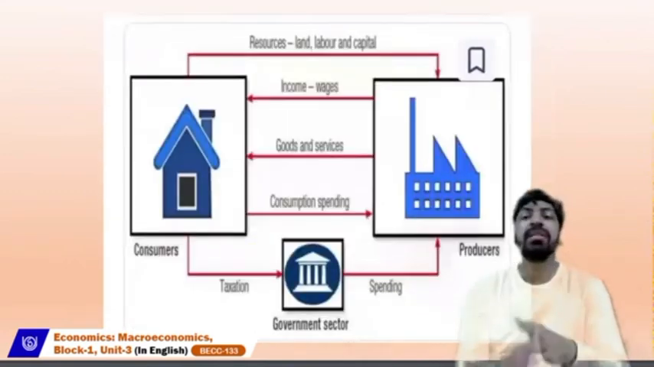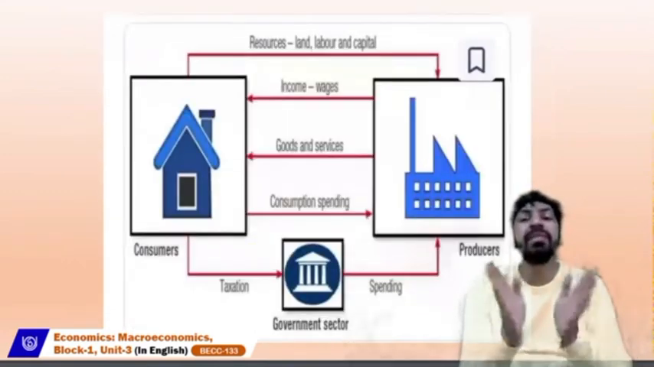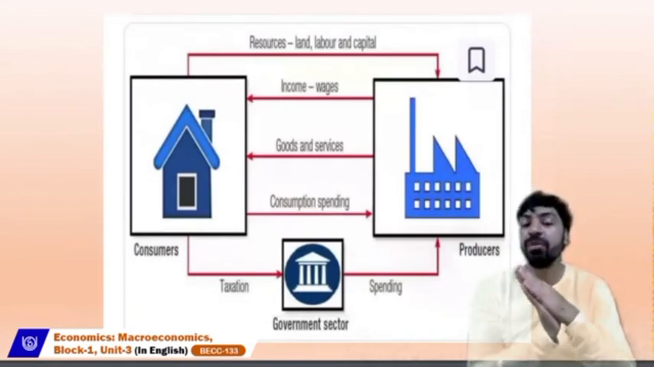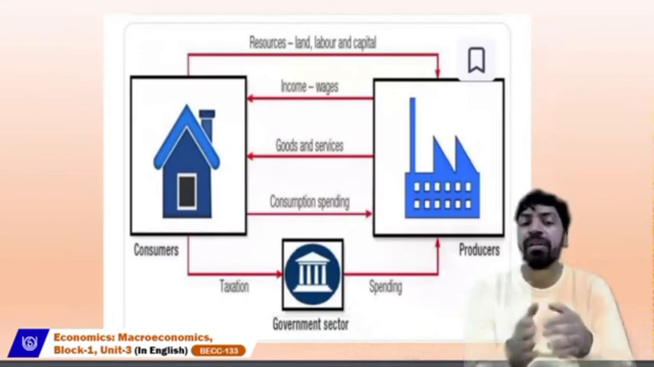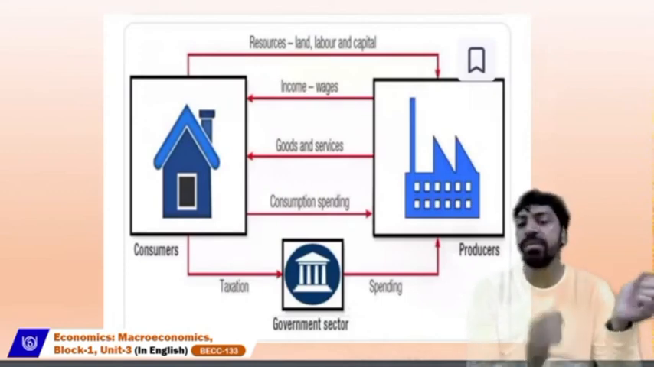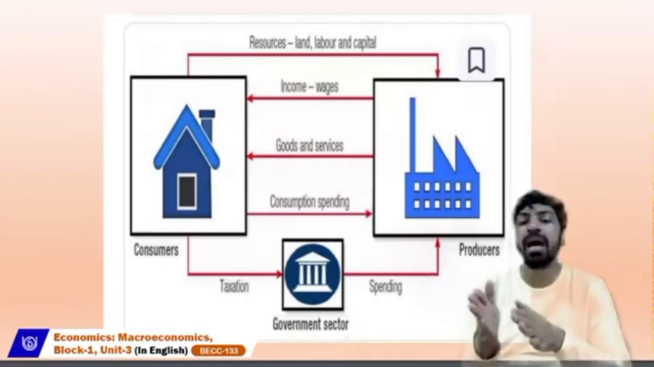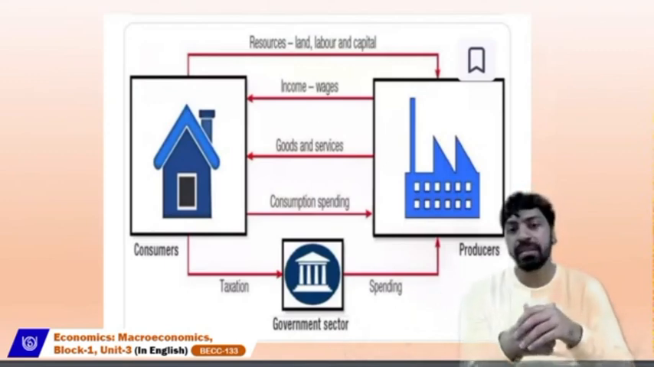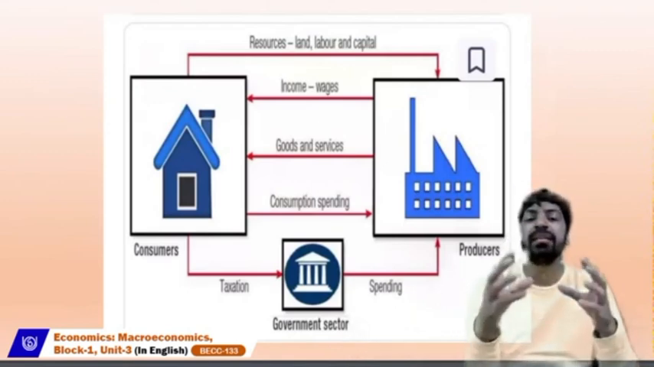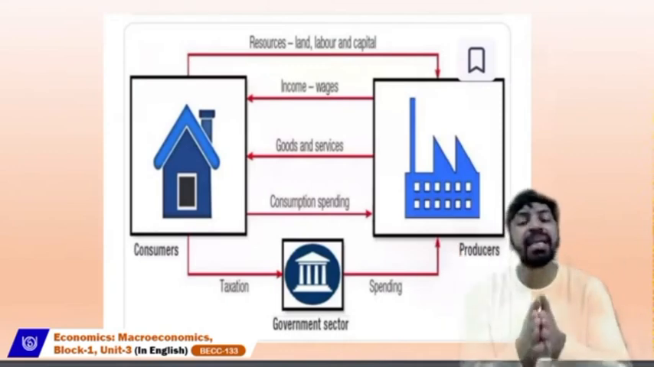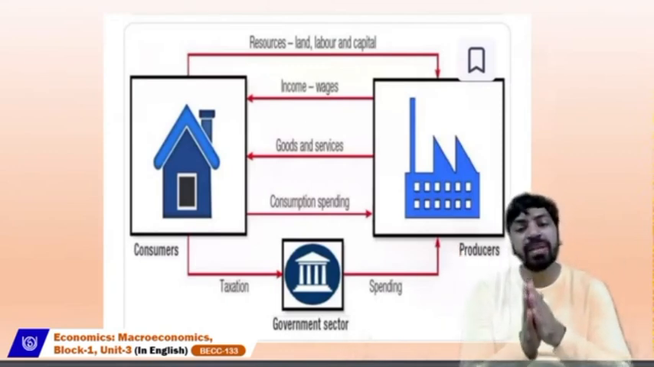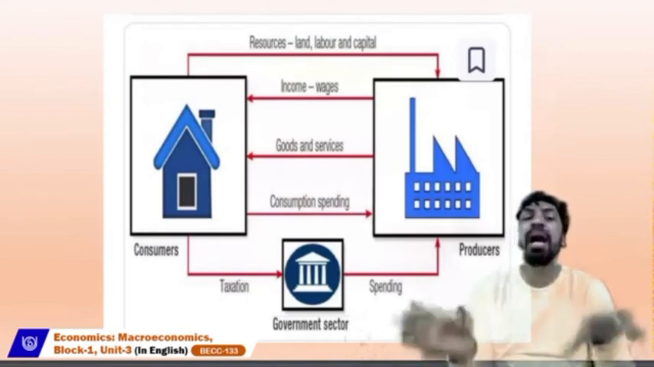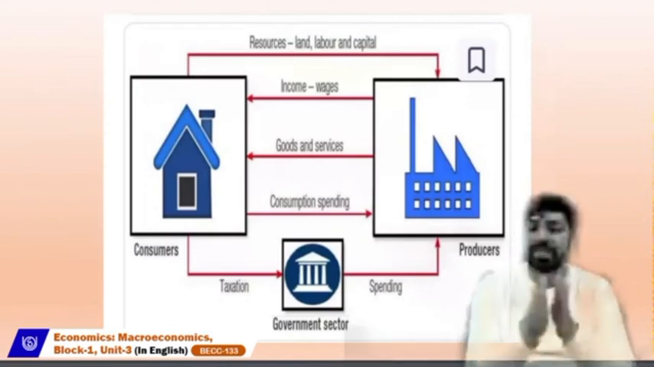This is the diagram that I'm talking about in the four sector model. So when we talk about the three sector model rather than the four sector model, we are talking about the consumers, the households, the producers, that is the businesses or the firms, and the third one is the government sector. So the whole cycle of the two sector model will remain the same in the three sector model, and the new component, the government sector, will come into this model in the form of taxation and spending.